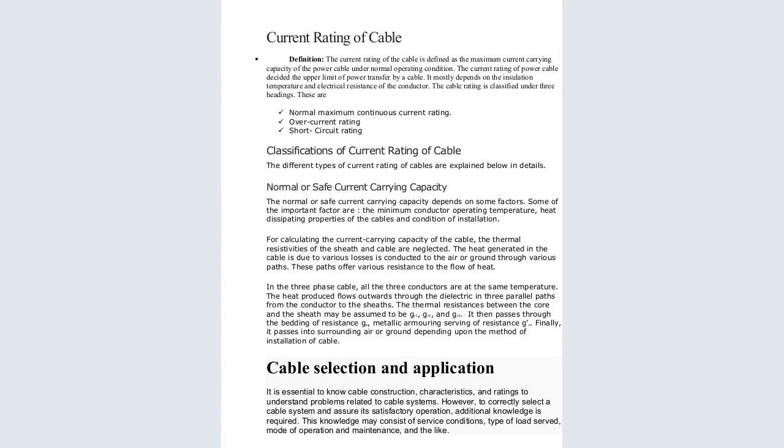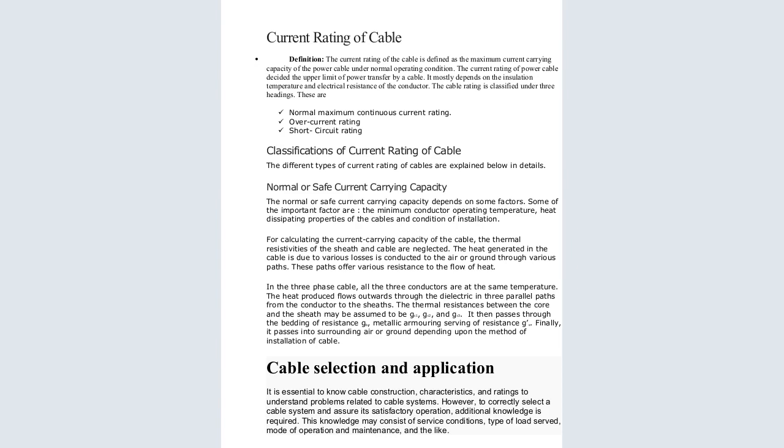So the cable rating is classified under three headings, which are the normal maximum continuous current rating, another one is the overload or overcurrent rating, and then the short circuit rating. These are the basic calculations that will enable the calculation of the current rating. So the classifications of current rating of cables, that is the different types of current rating of cables, are explained below in detail.